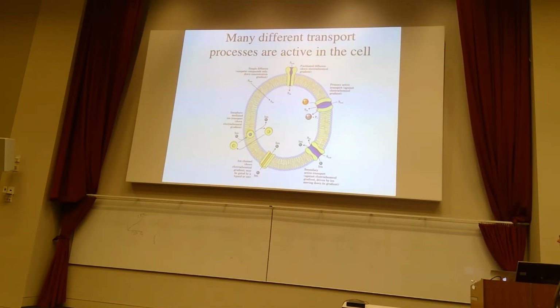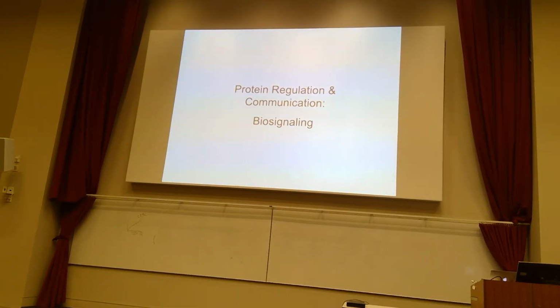This cartoon right here shows the different transport processes that are active in the cell: free diffusion, presence of ion channels, primary and secondary active transport that's driven by ATP. So this is going to be a convenient cartoon for you to review when you're thinking about different ways of transport within the cell.